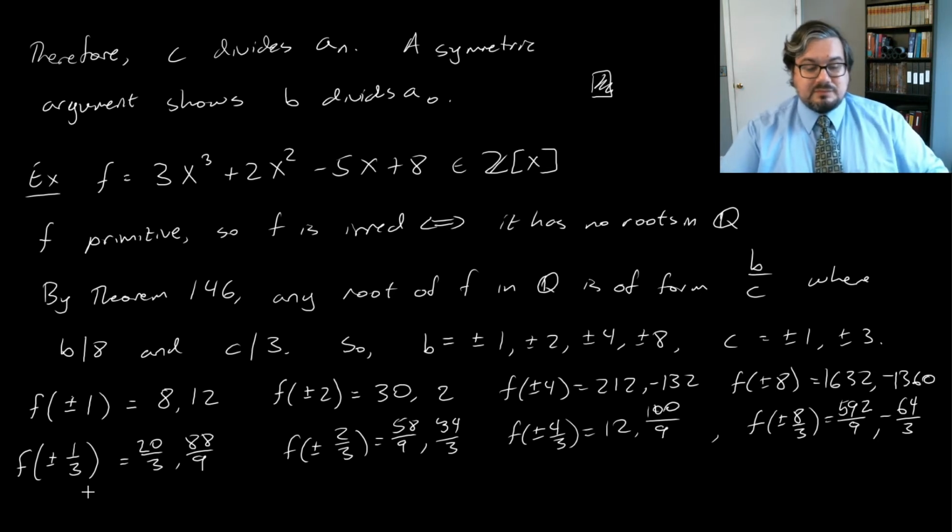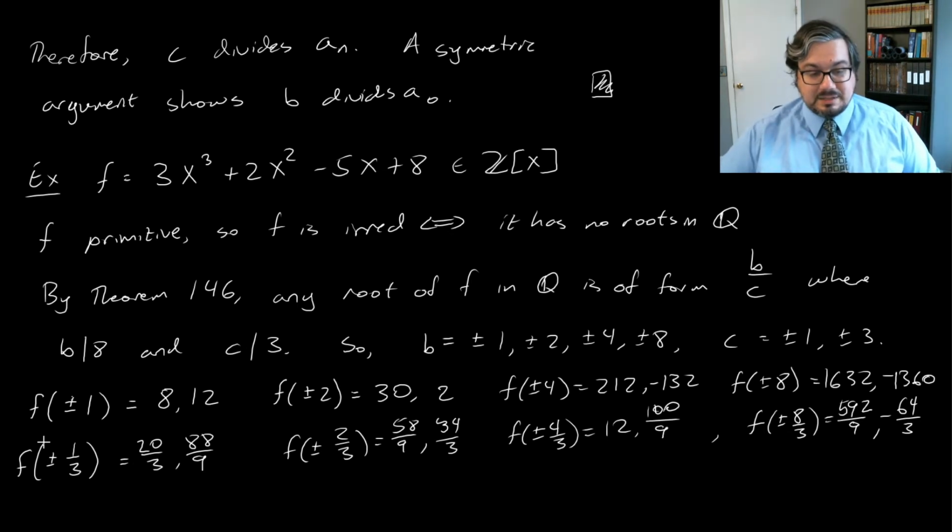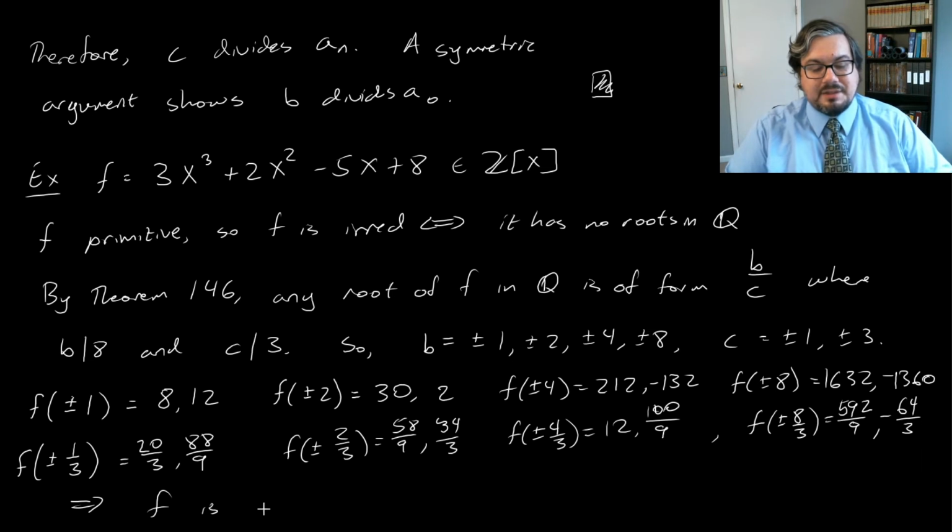So there are only 16 possible rational numbers that could possibly be roots of f by theorem 146. If we check all 16 of those numbers, then we find that none of them are roots of f, and therefore f is irreducible.